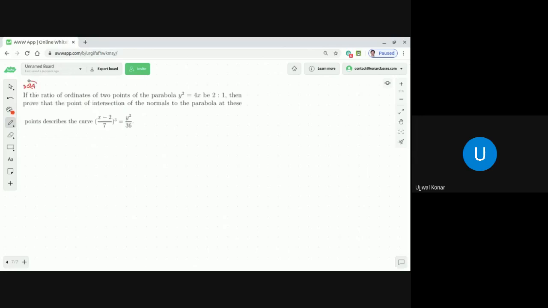Descriptive question 4 it is. If the ratio of ordinates of 2 points of the parabola y square equal to 4x be 2:1, then prove that the point of intersection of the normals to the parabola at these points describes the curve x minus 2 by 7 whole cube is equal to y square by 36. Those who are not able to get it, I can explain the proof, and after that you will find it absolutely clear, I hope.